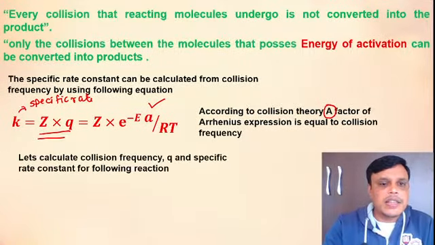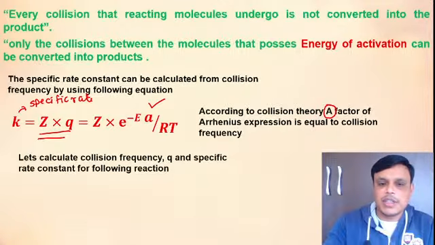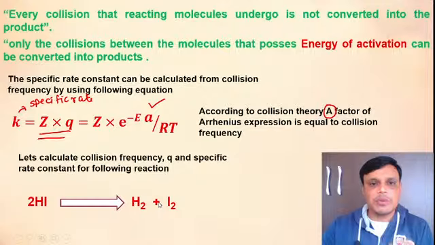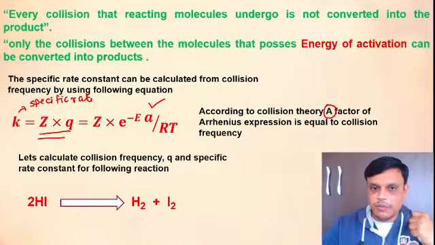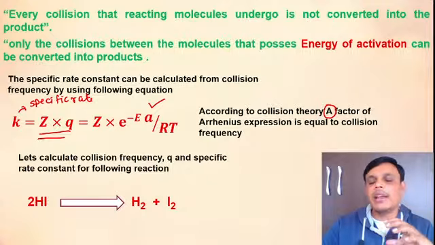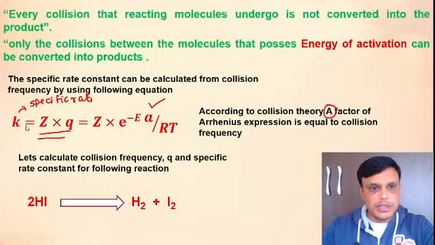Now let us calculate the collision frequency Z, Q and the specific rate constant for this reaction. This is the decomposition reaction, 2HI decomposes into H2 and I2. First we will calculate the collision frequency, then we will calculate Q, and then by knowing the values of collision frequency and Q, we can calculate the specific rate constant by using this equation.